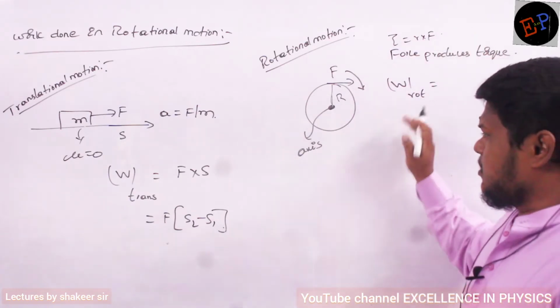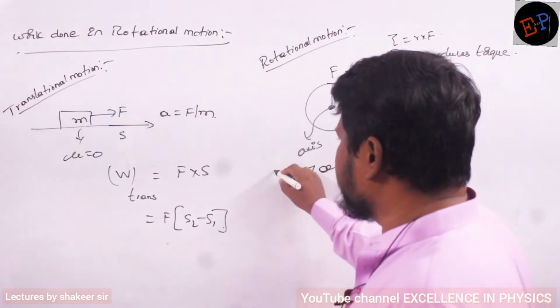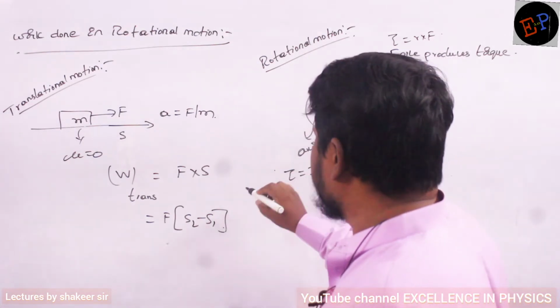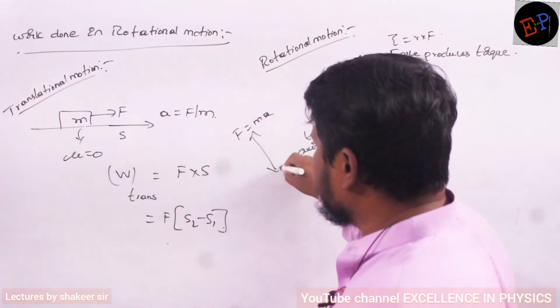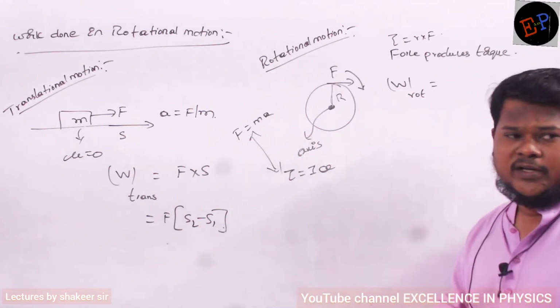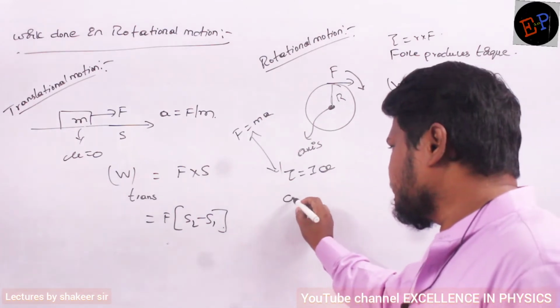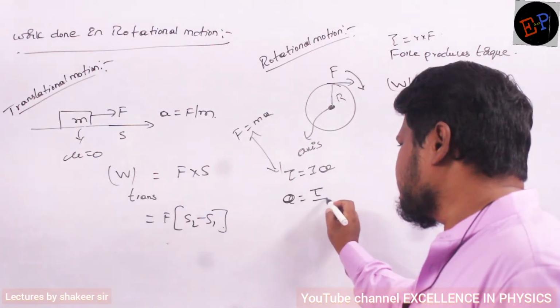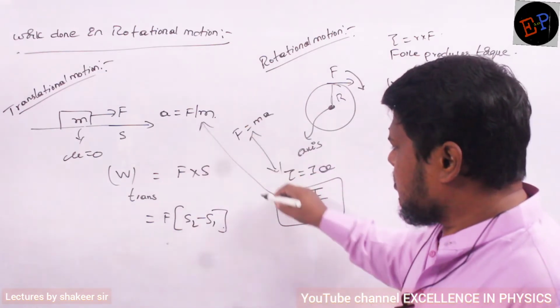Are you able to understand? So we know that torque is equal to I into alpha, which is the analogous equation of F is equal to M into A. Torque is equal to I into alpha. Already we studied all these calculations, no? Therefore, what is the alpha value? Alpha is equal to torque divided by moment of inertia. Again, these two are analogous.